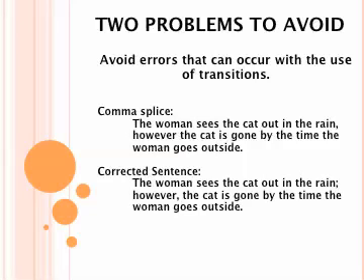Avoid errors that can occur with the use of transitions. One's a comma splice, meaning joining two sentences together using a comma, which should never happen. The woman sees the cat out in the rain. However, the cat is gone by the time the woman goes outside. And you notice that there are two sentences joined by a comma. That's a comma splice. You shouldn't use that. So let's look at the corrected sentence. The woman sees the cat out in the rain; semicolon, because the semicolon, as we know, acts as a conjunction. The woman sees the cat out in the rain; however, the cat is gone by the time the woman goes outside. Perfect.